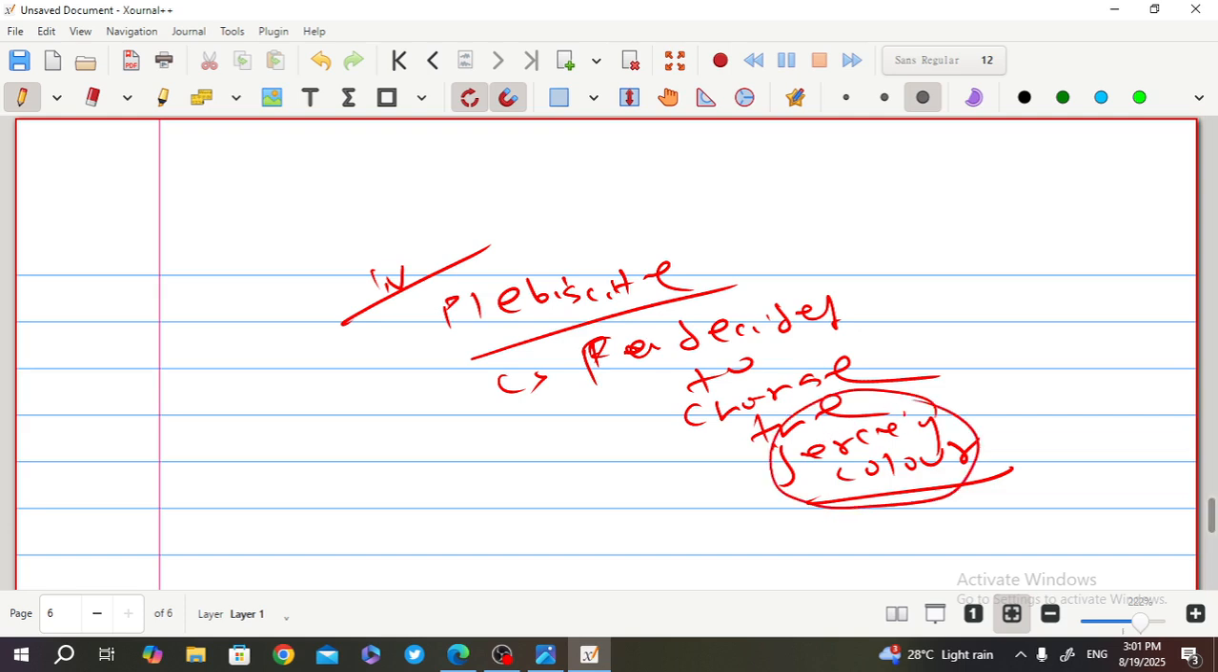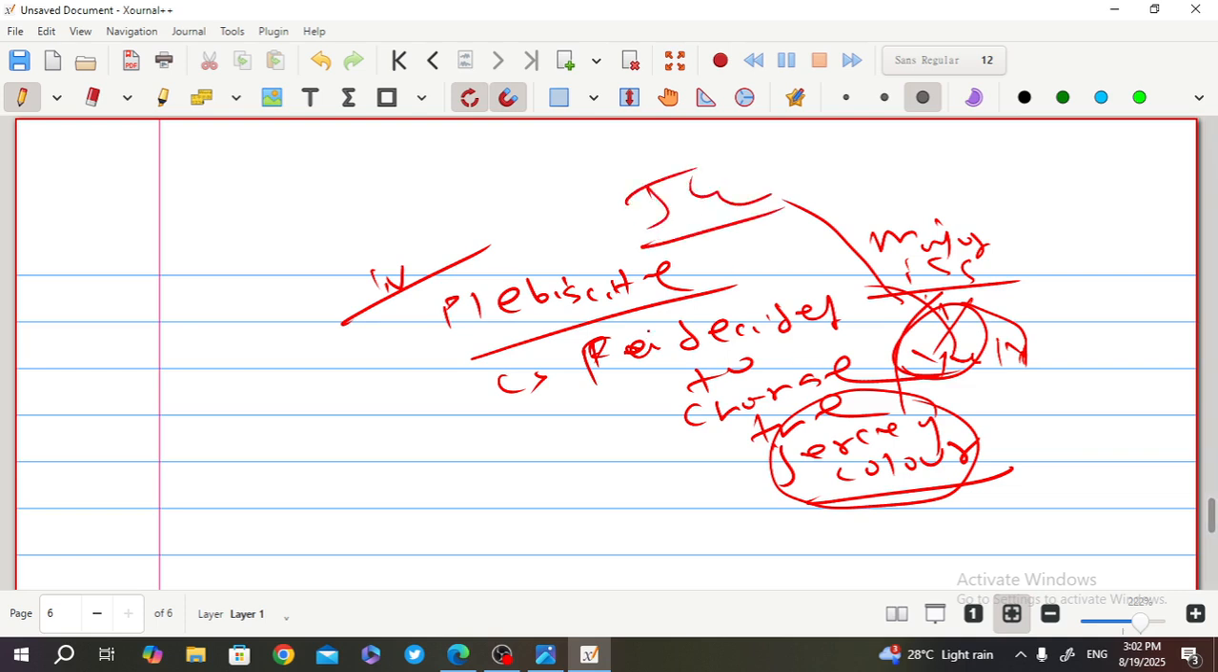Now jersey color is a very major issue. It is a major issue. So people exercise their vote. Some will say yes, some will say no. If I get a majority yes, then the jersey color will be changed. So this is plebiscite. That means voting on a very major issue, that means the jersey color.